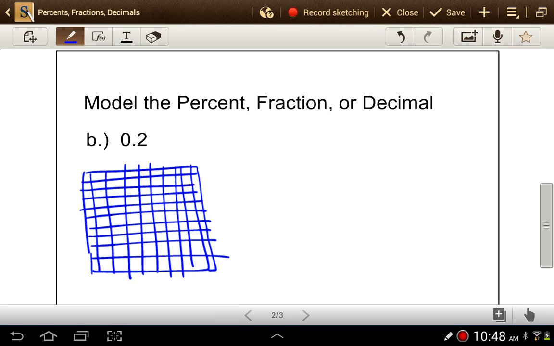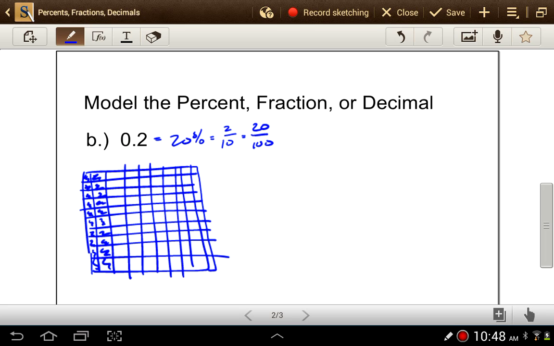Okay, 0.2. So that's 2 tenths or 20 hundredths. Okay, so what I'm going to do for this one is I am going to shade in 20. Again, this represents 20% or 2 tenths, which equals 20 hundredths. Okay, so I'm going to shade in 20 of these. 1, 2, 3, 4, 5, 6, 7, 8, 9, 10, 11, 12, 13, 14, 15, 16, 17, 18, 19, 20. And that's going to be my answer.